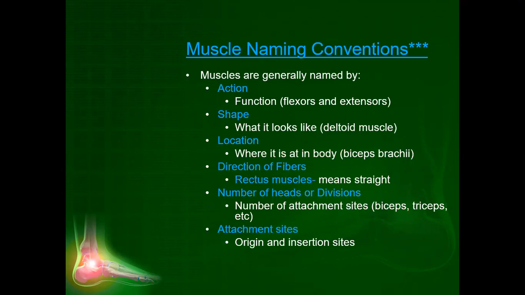So those are the direction of our fibers. How many heads? If I say to you a biceps muscle, how many heads does it have? 2. Triceps, 3. Quadriceps, 4. 4 attachment points. And then finally, where is it attached to? For example, like our biceps femoris, a 2-headed muscle attached at the femur. And so we can have multiples of these as far as what is our muscle named.